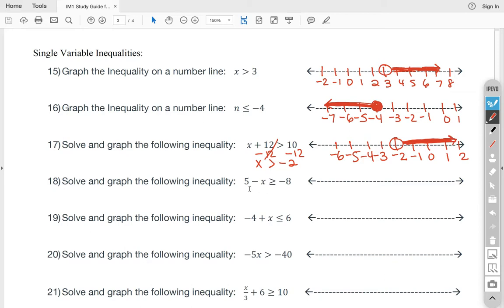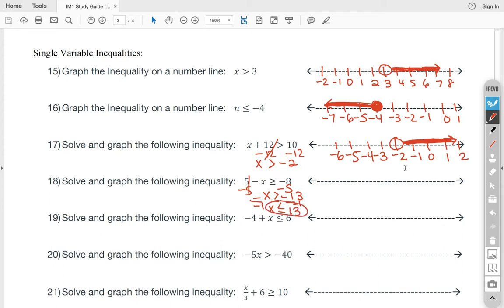The next one, we have 5 minus x is greater or equal to negative 8. We need to solve it and graph it. So let's get rid of the 5. Subtract it from both sides. Let's get rid of that so that way x is by itself. And we're still not done yet. That will be negative 13. So on number 18, we have to still divide by a negative 1 to get rid of that negative. When you divide by a negative, don't forget to switch the sign. X is now less than or equal to positive 13.